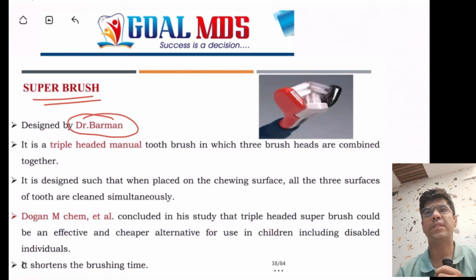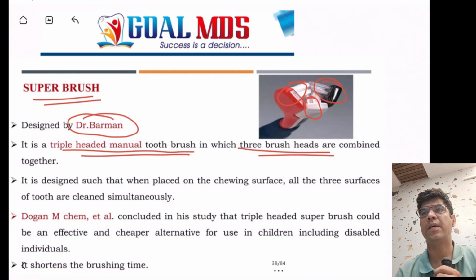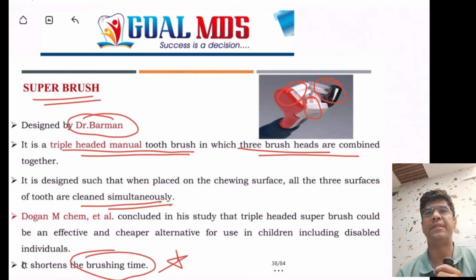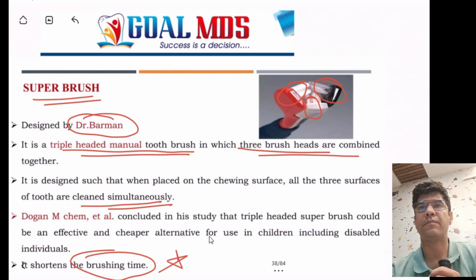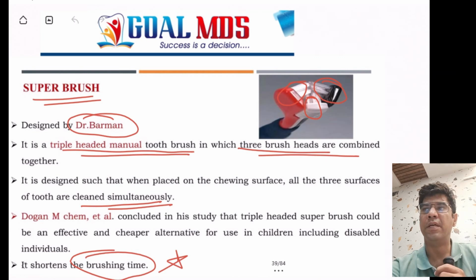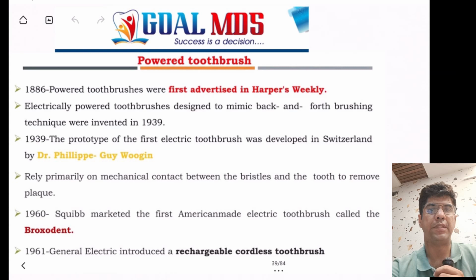The other is the super brush. What is the super brush? It was designed by Dr. Herman. It is a triple-headed manual brush. There is one head, two heads, and here is the third head. So three brush heads are combined together. When placed on the chewing surface, all three surfaces of the tooth are cleaned simultaneously, so that will shorten the brushing time. It is a cheaper alternative for use in disabled individuals.